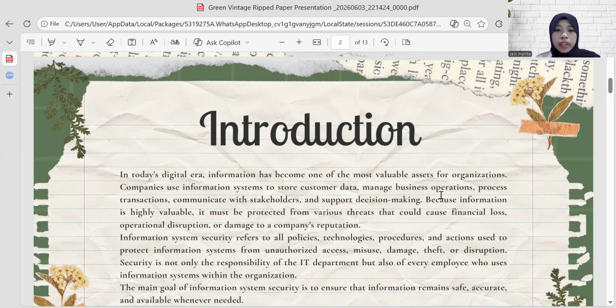As you know, in today's digital era, information has become one of the most valuable assets for the organization. Companies can use information systems to store customer data, manage business operations, process transactions, communicate with stakeholders, and support decision making. Because information is highly valuable, it must be protected from various risks that could cause financial loss, operational disruptions, or damage to the company's reputation.